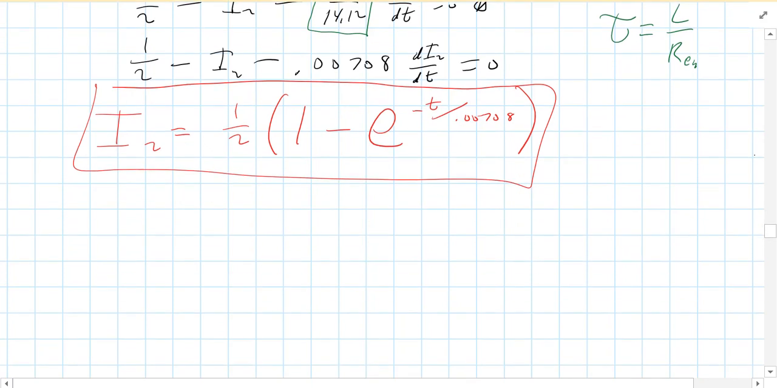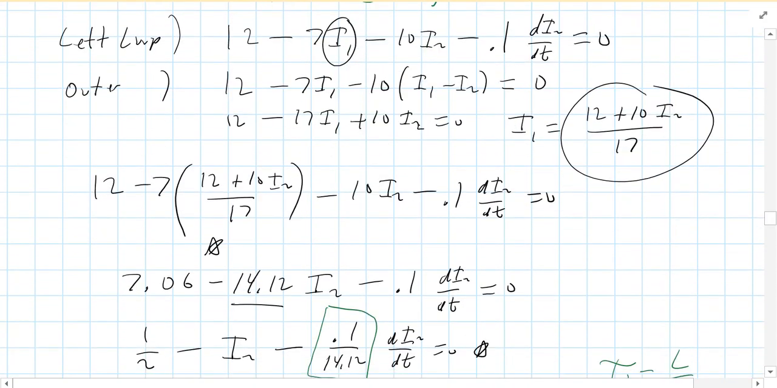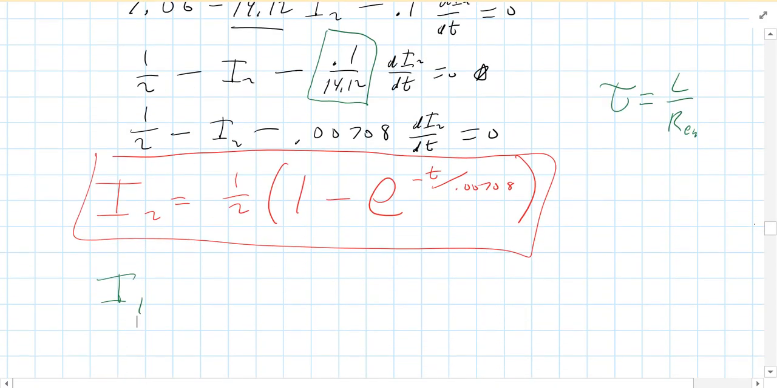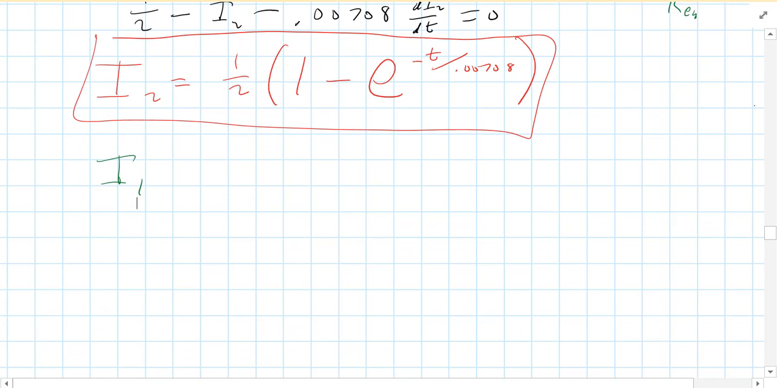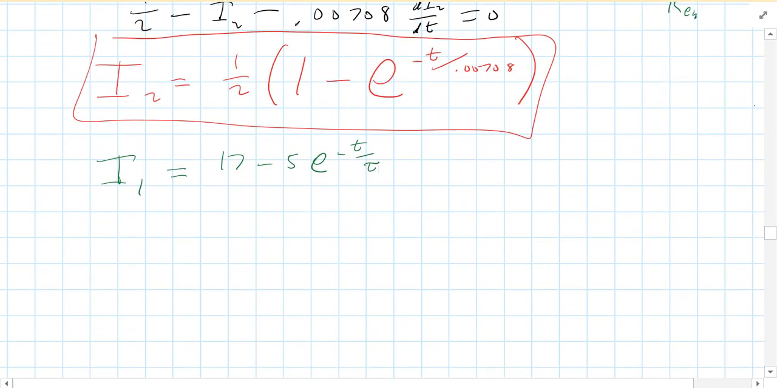Okay, now once you have I2, you can go back and plug that in to get I1 and I3. So for instance, I1: I will save you all the algebra, but if you plug this in for I2 right there and solve for I1, you will get the following. If you reduce it and get like terms together, you get 17 minus 5e to the negative t over tau, where tau is that 0.00708, or 0.1 over 14.12, all divided by 17. So that's your I1.